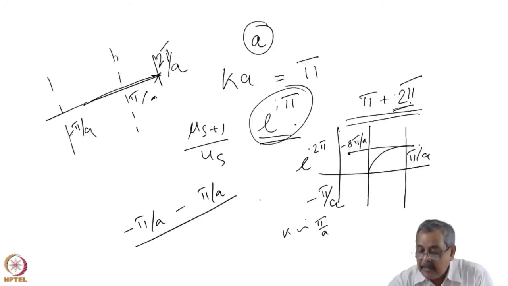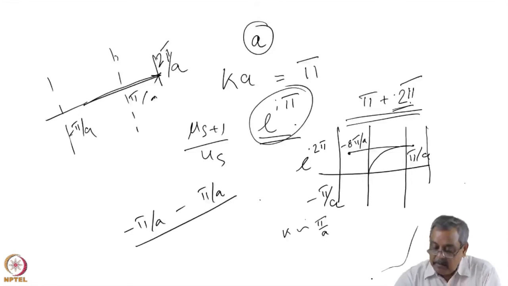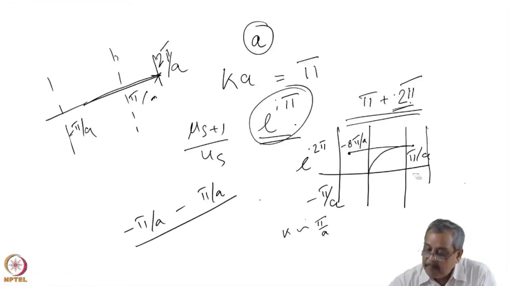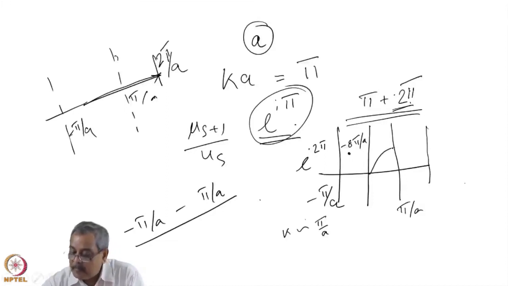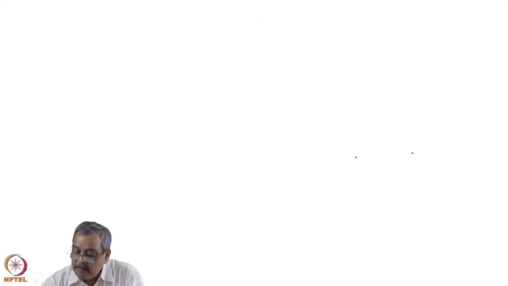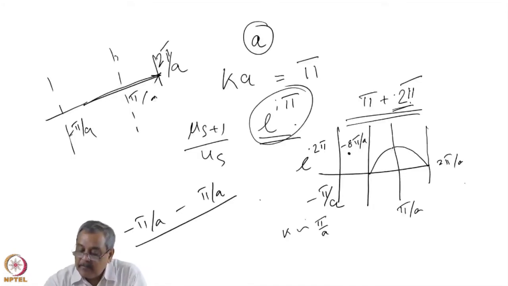So anything outside the first Brillouin zone, so if I go to a second Brillouin zone here, let me draw it a little clearly. So this is pi by a, and this is suppose one of the acoustic modes. When I go to the second Brillouin zone, then it's just a mirror image of this, and anything here I can reflect back to the first Brillouin zone. Same thing is true, it will look like this.